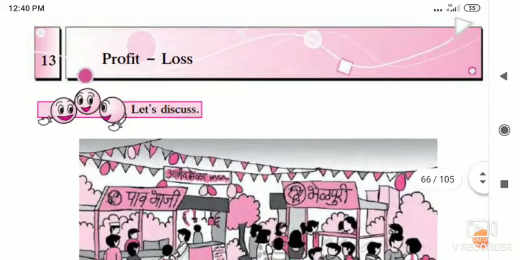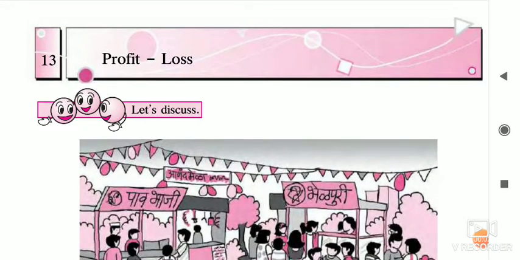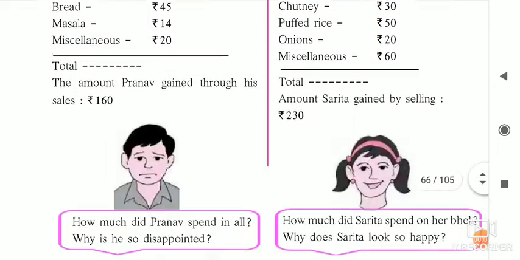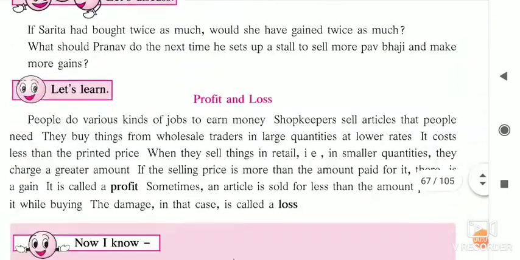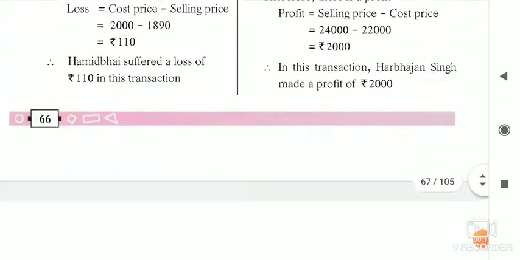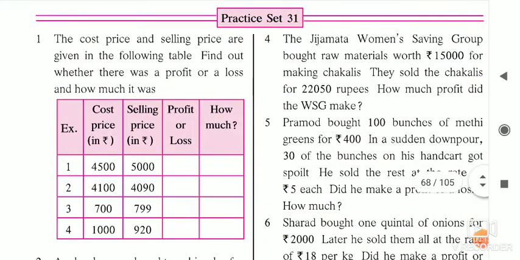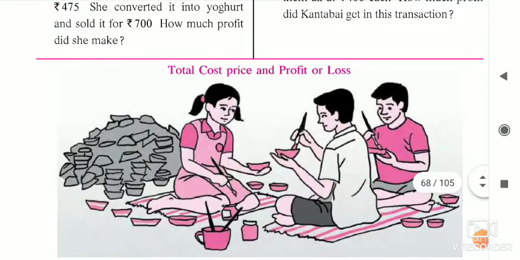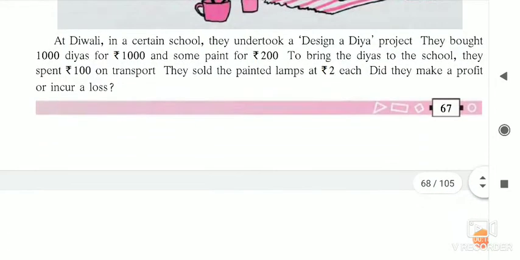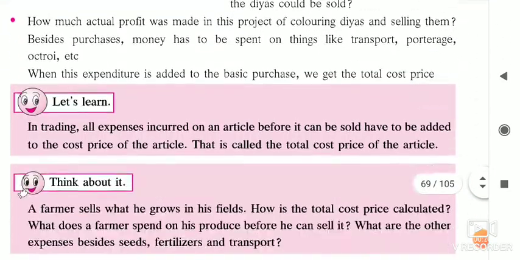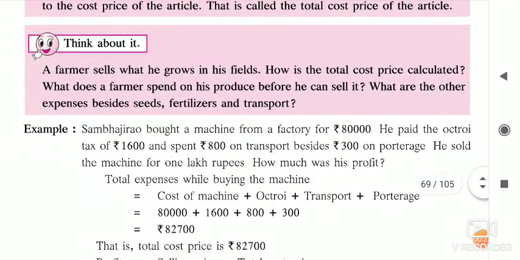Dear students, lesson number 13, profit and loss. Under this lesson, we are solving examples based on total cost price, and I taught you how to find out the total cost price of articles. I told you before that we have to take the original price of that article.